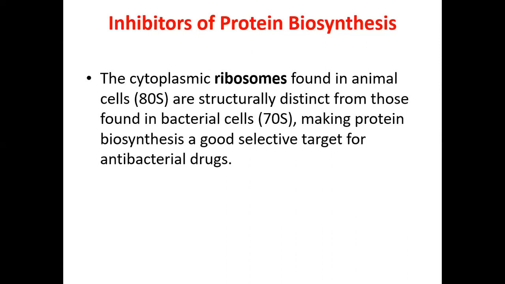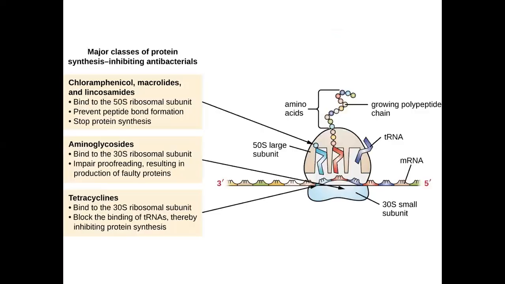The next mode of action is inhibition of protein biosynthesis. To stop biosynthesis of the protein, antibiotics interact with the ribosome, small subunit or big subunit. Okay, major classes of protein synthesis inhibition antibacterials: chloramphenicol, macrolides, and lincosamides. They bind to the 50S ribosomal subunit, which has 50 Svedberg sedimentation, and prevent peptide bond formation, stopping protein synthesis.